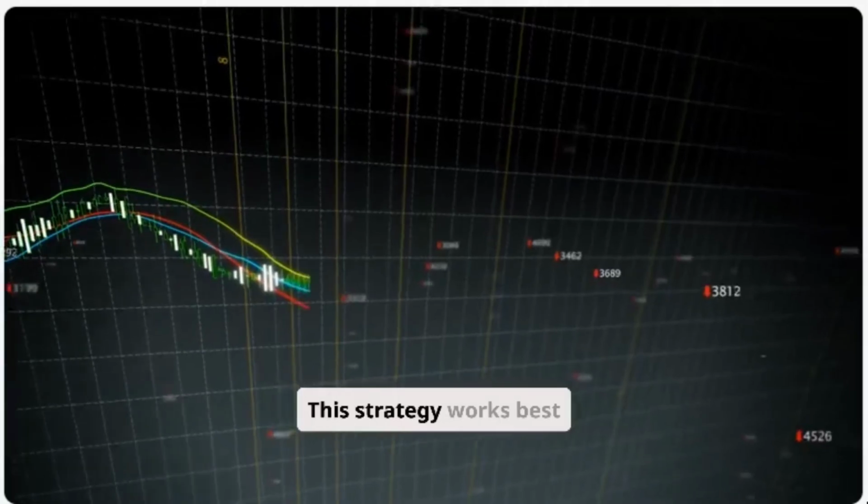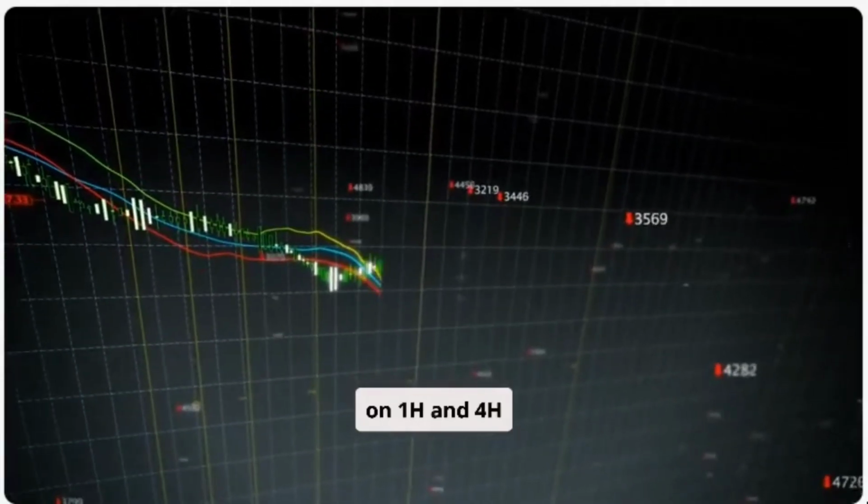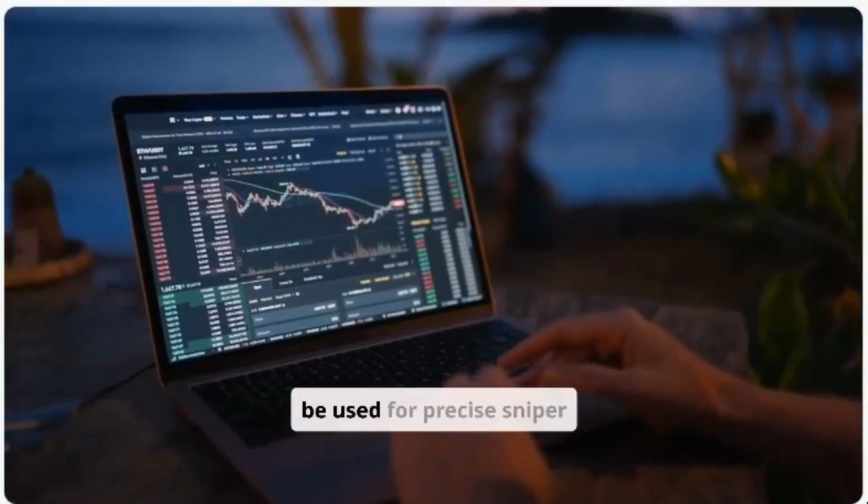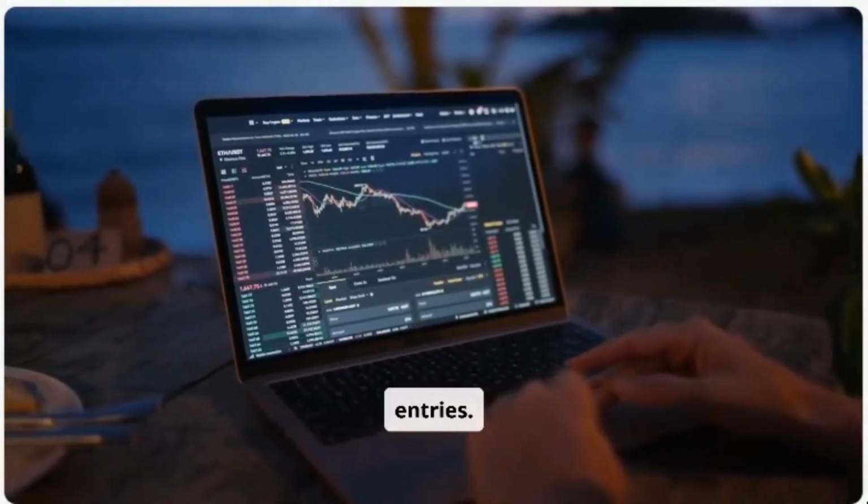Timeframes to use. This strategy works best on 1H and 4H charts for structure and OB identification, while 15M or 5M can be used for precise sniper entry.